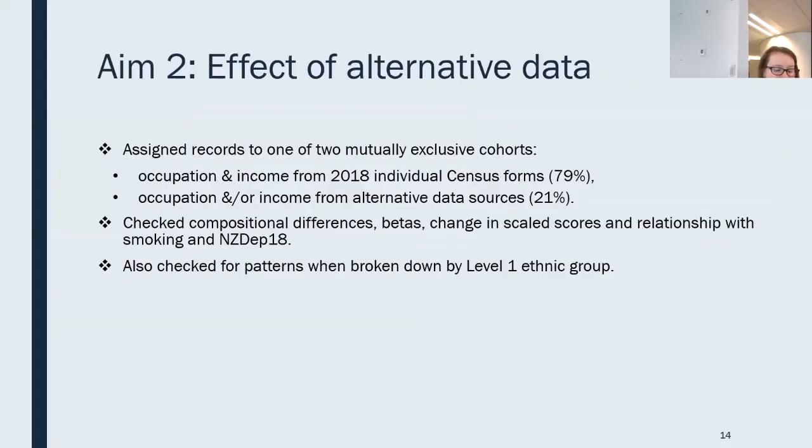So for Aim 2, we wanted to check that the use of alternative data is not distorting the results. To do this, we created two cohorts. The first just had records where occupation and income came from 2018 census forms. The second included all records where occupation and/or income came from alternative data sources. Generally, those whose data was supplemented on one variable tended to have had their data supplemented on other variables, as most of the missing data was due to missing 2018 census forms rather than partially filled in census forms. For those with alternative data on occupation or income, about 80% also had education from alternative data sources.